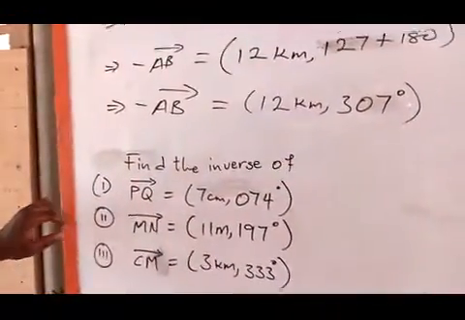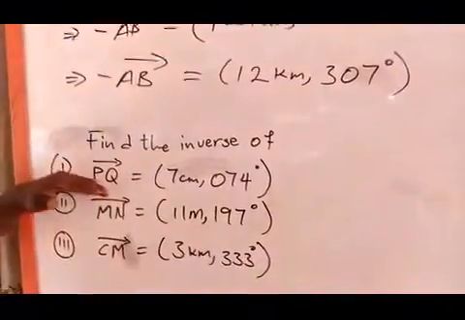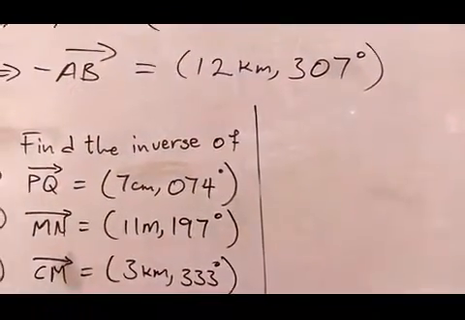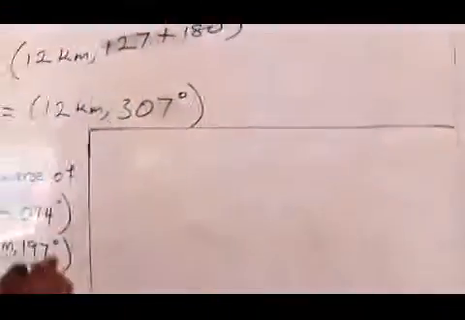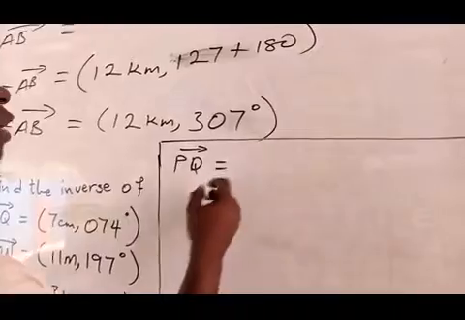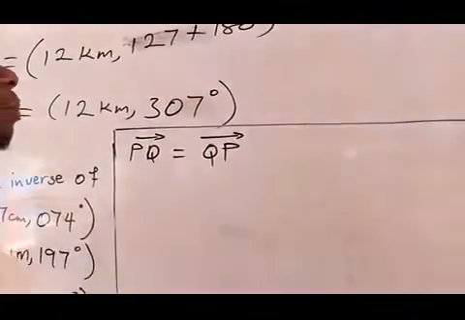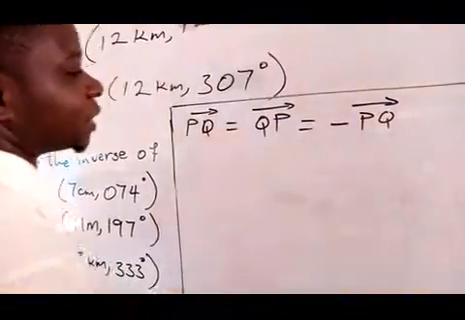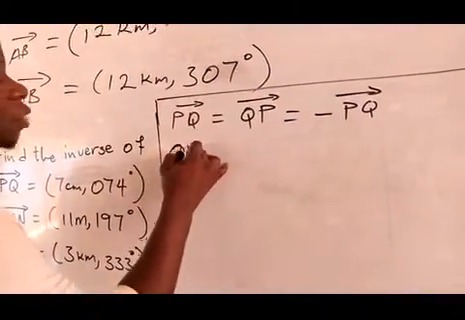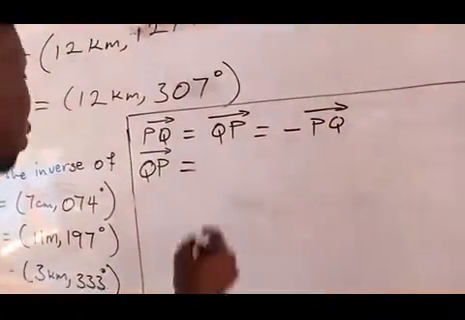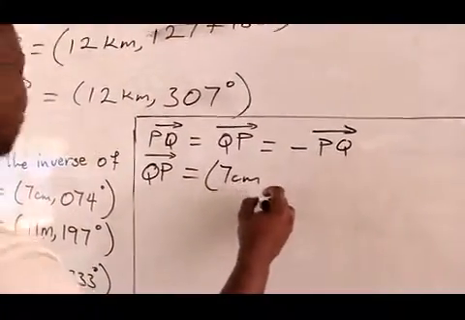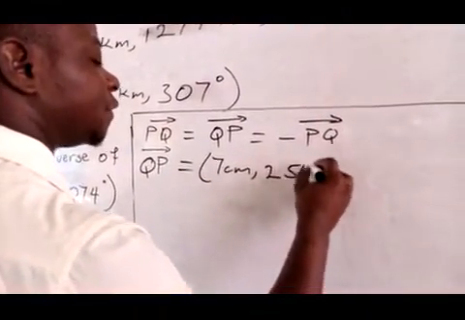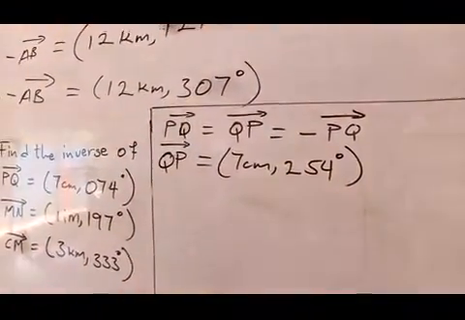In the first one, we have vector PQ to be 7 centimeters and then 074 degrees. We are asked to find the inverse of it. To get the inverse, we know that vector PQ's inverse is vector QP, which is also the same as minus PQ. So you can represent it either by this or by that. Either way, it's accepted. So vector QP, the inverse of PQ, is now going to become 7 centimeters, and then 74 degrees plus 180 degrees gives you 254 degrees. That is going to be your answer.